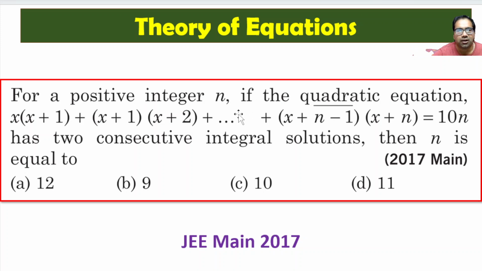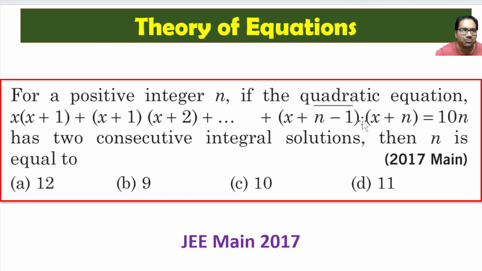But because this is a sum, all of them together will form one single quadratic equation. That equation equals 10n and has two consecutive integral solutions. The roots of that equation are, let's say, alpha and alpha plus 1. Then what is this n? How many pairs of these terms are there?